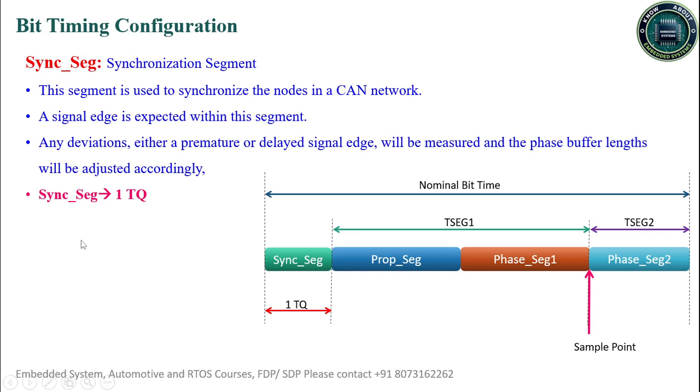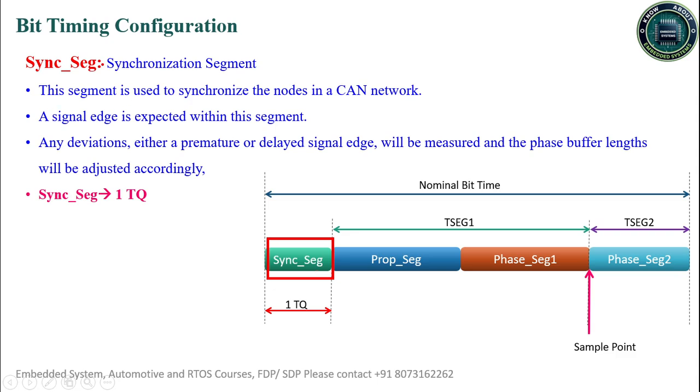The first segment is called the sync segment, the thing which I'm going to highlight here. So now we're going to understand the sync segment. What do you mean by this sync segment? I have already explained in the previous slide. All the ECUs are going to be synchronized at the start of frame bit, right? If the bits are not aligned, or if the ECUs are not synchronized, then we have to adjust the bit timing. That is what we are going to discuss now.